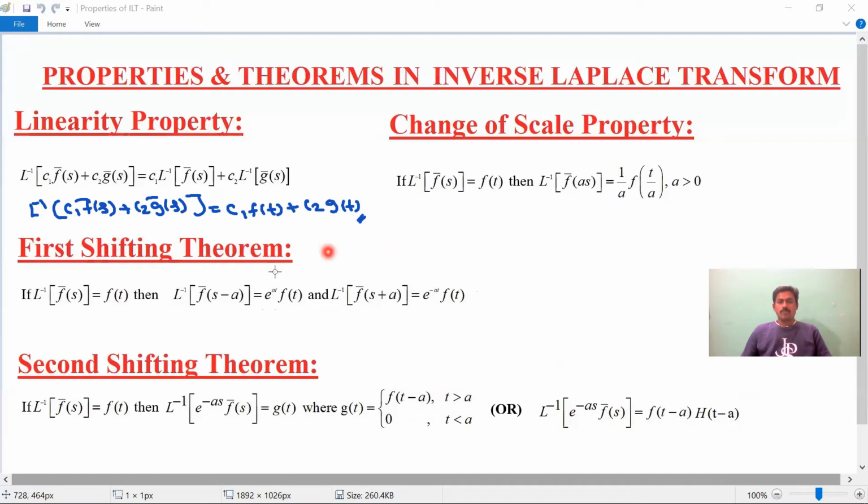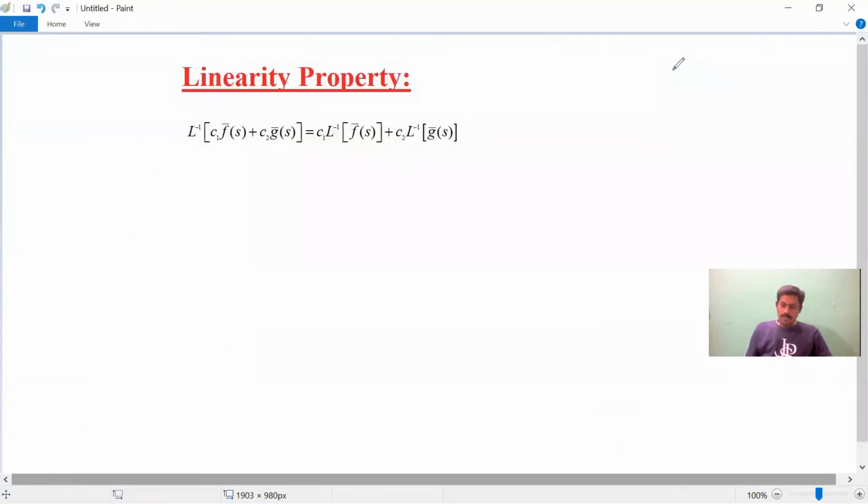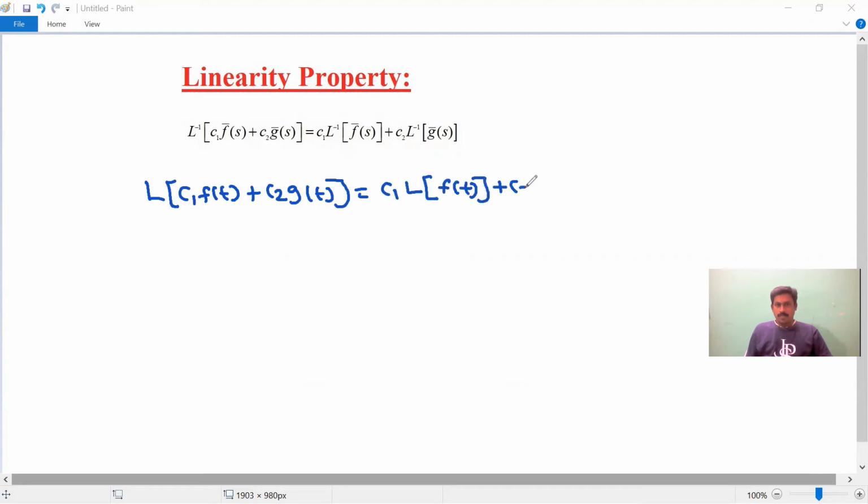So we have derived all this by the use of Laplace transformation. Let us see how we are getting that. Linearity property: in Laplace transformation, we learned the linearity property as L of C1 f of t plus C2 g of t equal to C1 into L of f of t plus C2 into L of g of t.